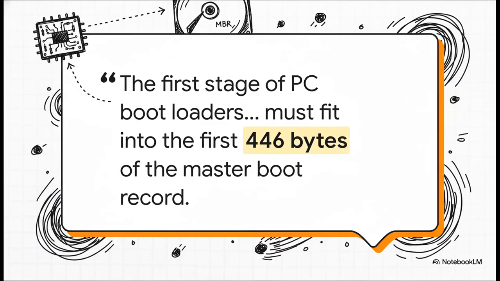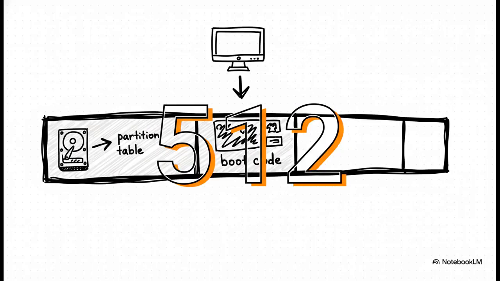And when I say tiny, I mean it's almost unbelievably tiny. On older systems that use something called a master boot record, or MBR, this first critical program had to squeeze into just 446 bytes. We're not talking kilobytes or megabytes here, we're talking bytes. The total space available in that special spot on the drive, the MBR, was only 512 bytes. And a big chunk of that was already reserved for the partition table, the map that tells the computer how the disk is organized. That left just this tiny, tiny sliver for the actual boot code.